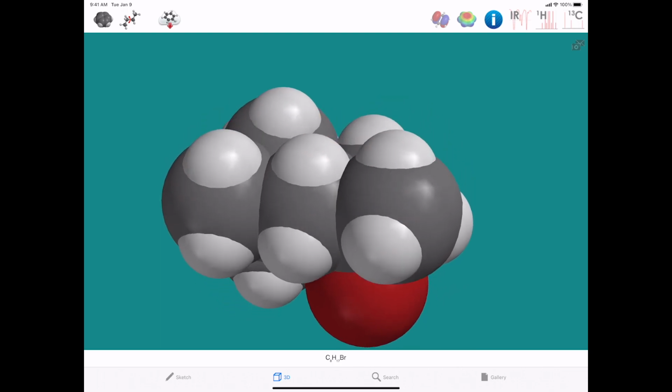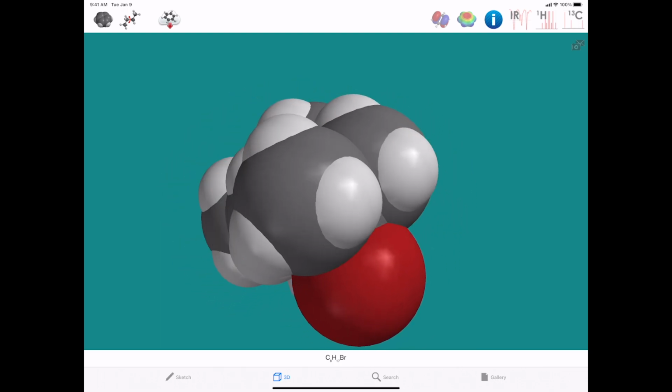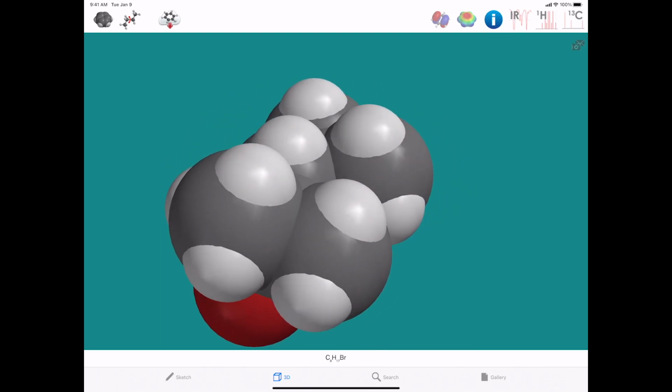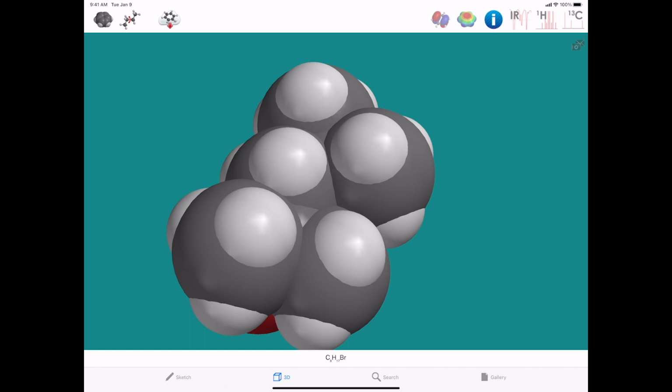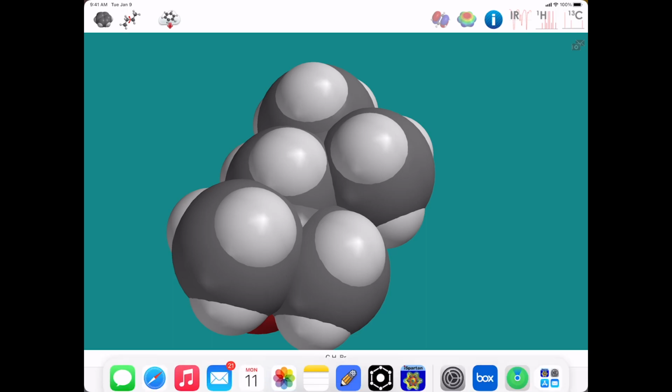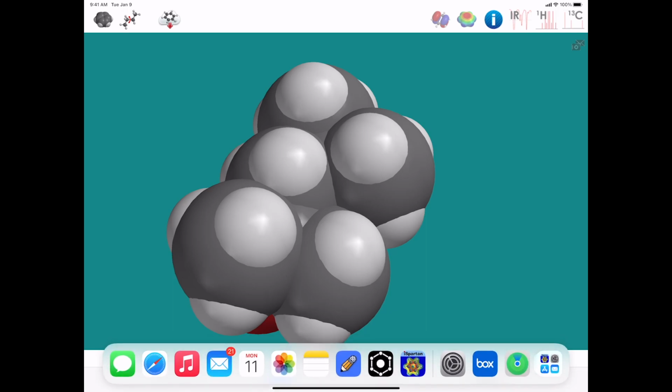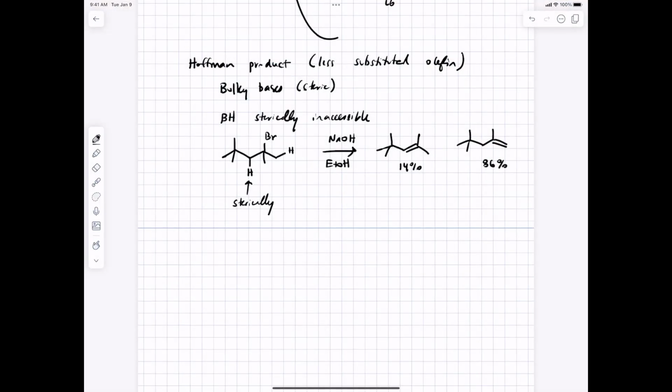So it's easier for a base by far to come out and attack these protons that are just on methyl groups that are quite accessible. All right, so subtle steric issues can lead to some of these things.